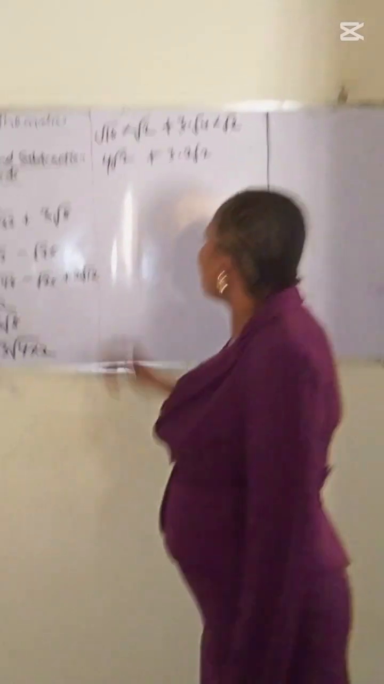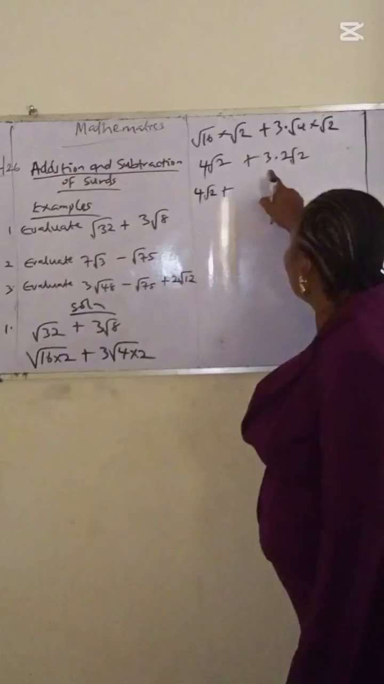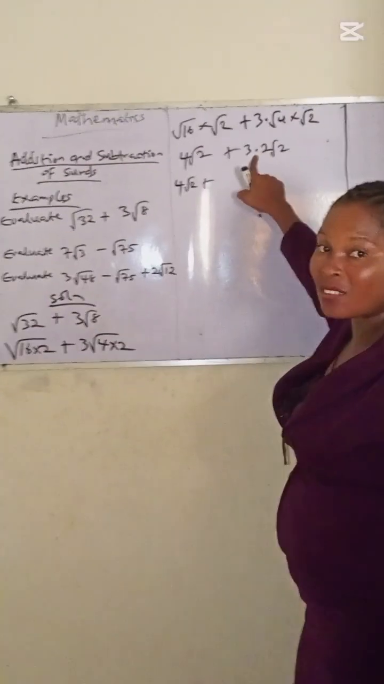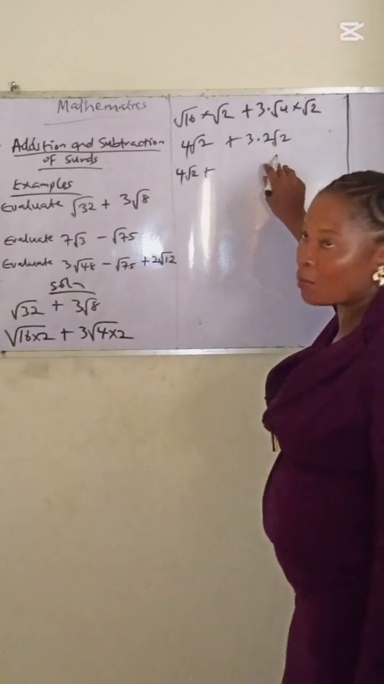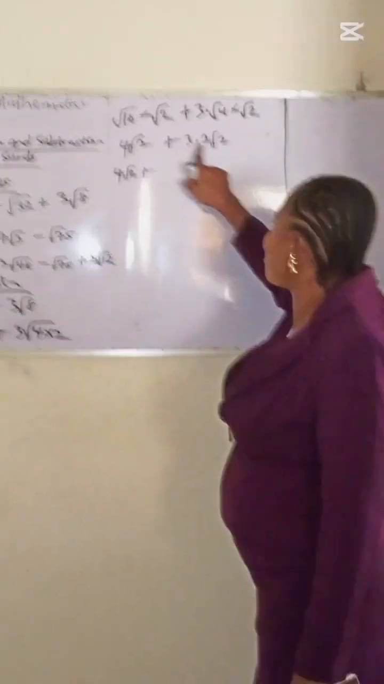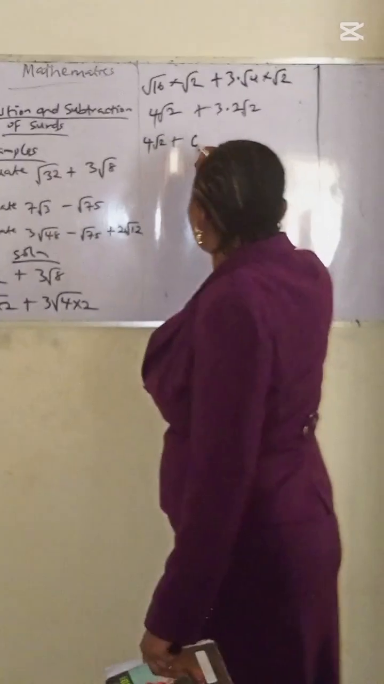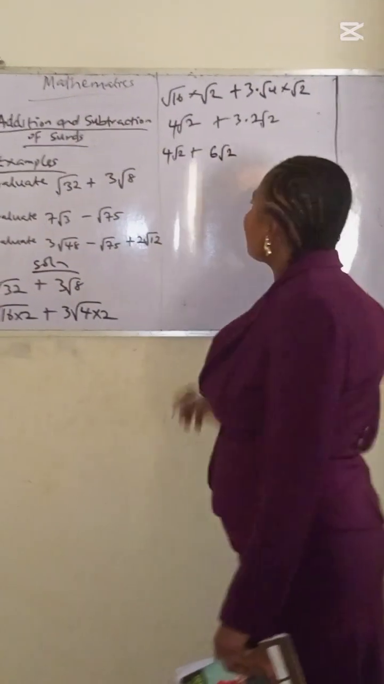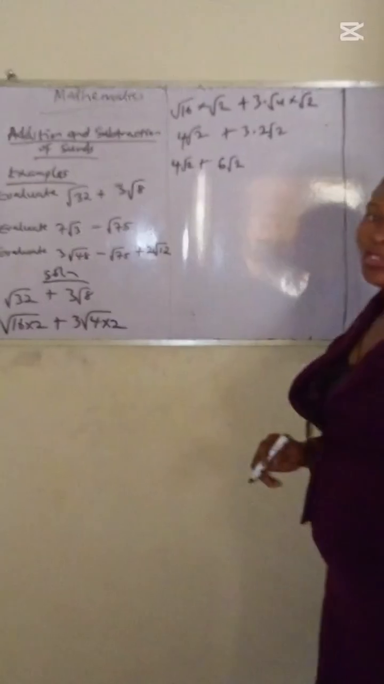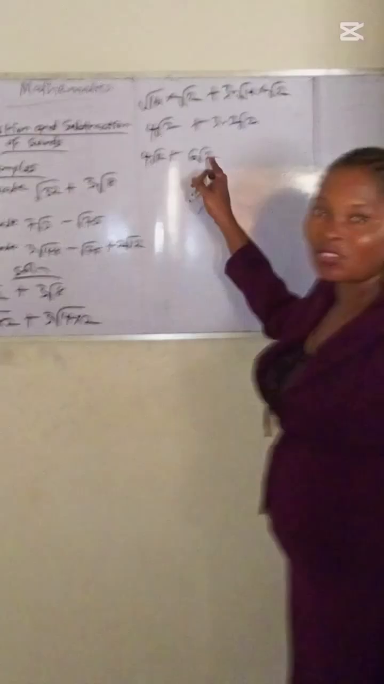Then the next thing I'm going to do, I'm going to bring down my 4 root 2 plus. Remember I told you that this dot here is the same thing as times. I don't want to use the times symbol. So when you see this dot, it represents times. So I'm going to times my 3 with the number that is outside. And so 3 times 2 will give us 6 root 2. Now when you get to this stage, you find out that the two surds have the same numbers. They have the same root.